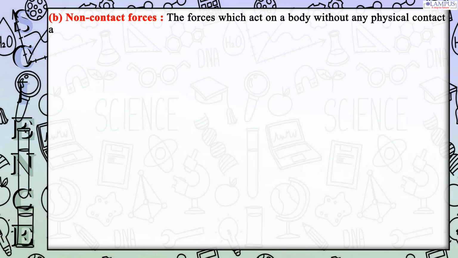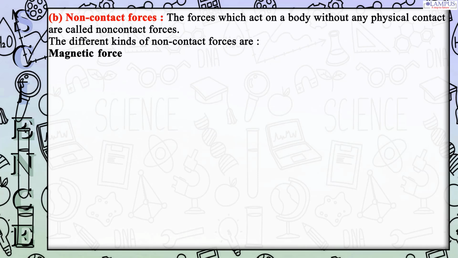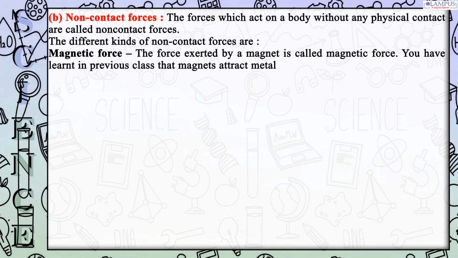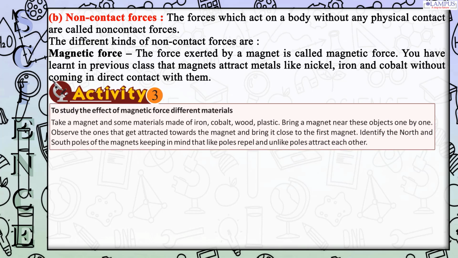B. Non-contact forces. The forces which act on a body without any physical contact are called non-contact forces. The different kinds of non-contact forces are: magnetic force. The force exerted by a magnet is called magnetic force. You have learnt in previous class that magnets attract metals like nickel, iron and cobalt without coming in direct contact with them.